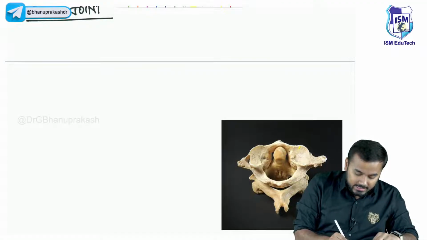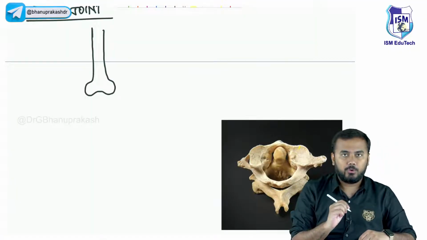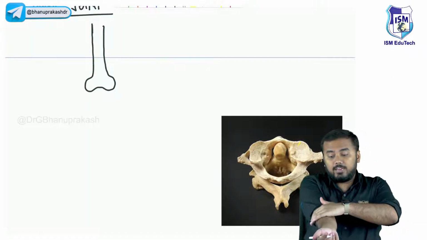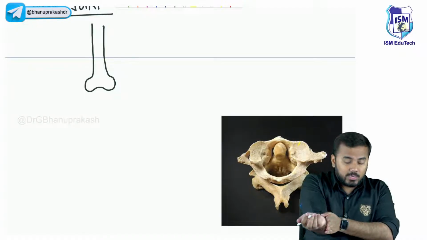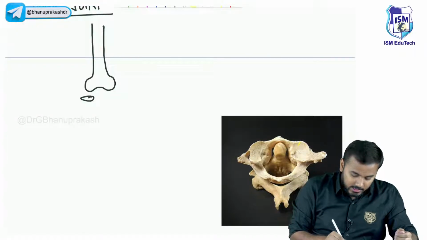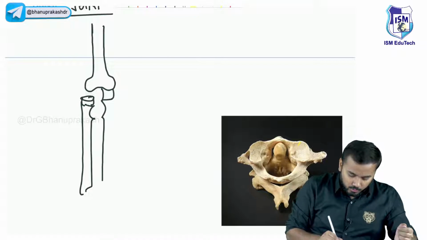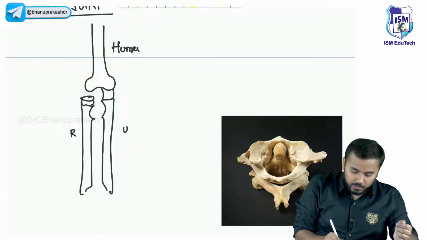Let us say this bone you are seeing here is your humerus bone. Below the humerus, you have got two bones. The one located on the lateral side is called the radius. The one located on the medial side is called the ulna. So this is your radius bone, this is your ulna, and this is your humerus.